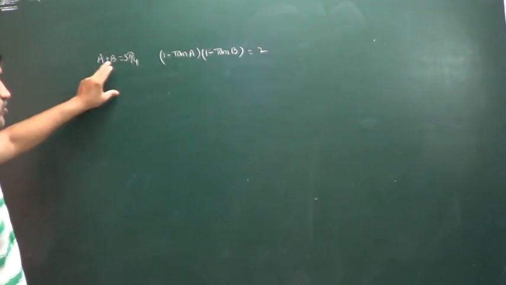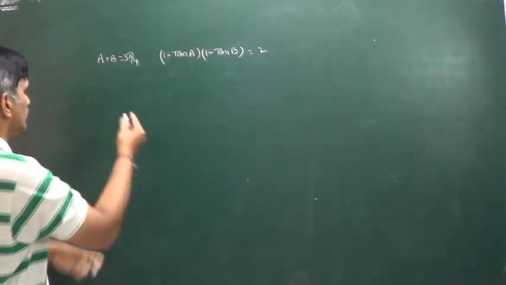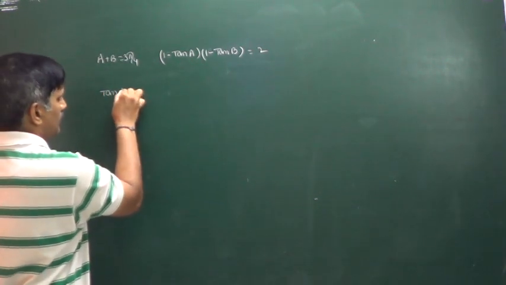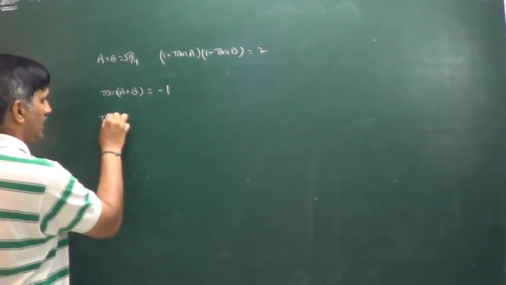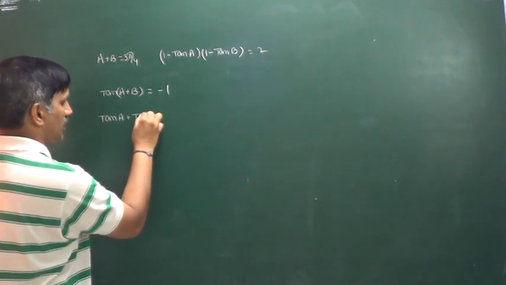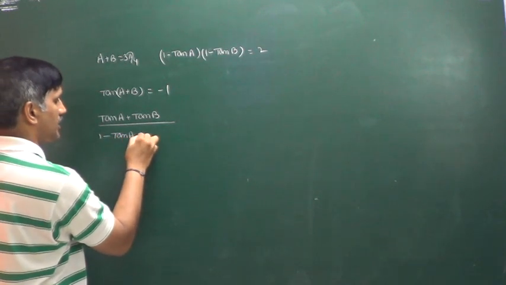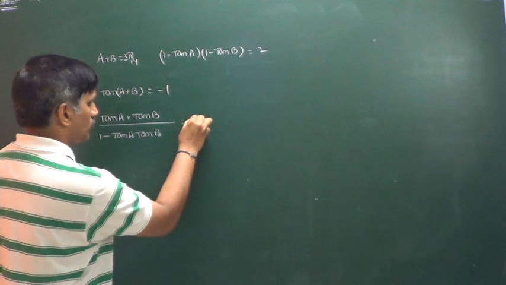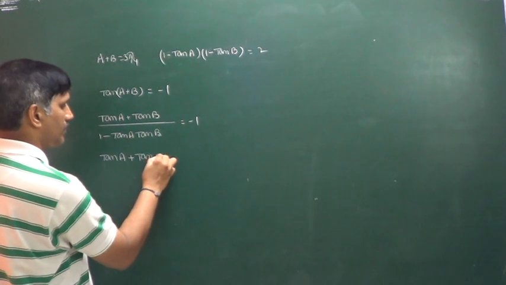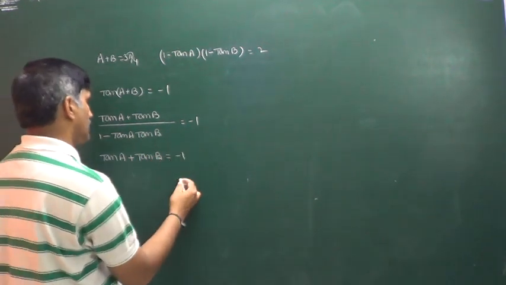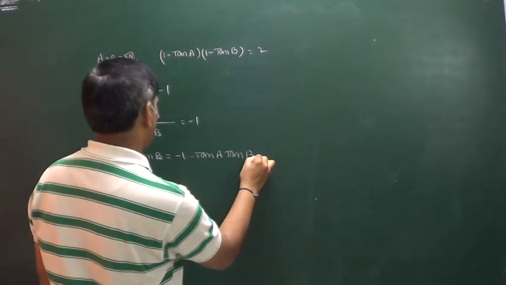So if A plus B is equal to 3 pi by 4, then 1 minus tan A into 1 minus tan B is equal to 2. Yes, same. Tan of A plus B is equal to minus 1. What is the formula for tan A plus B? Tan A plus B formula is tan A plus tan B divided by 1 minus tan A into tan B, is equal to minus 1. Now I can write this as tan A plus tan B is equal to minus 1 plus tan A into tan B.